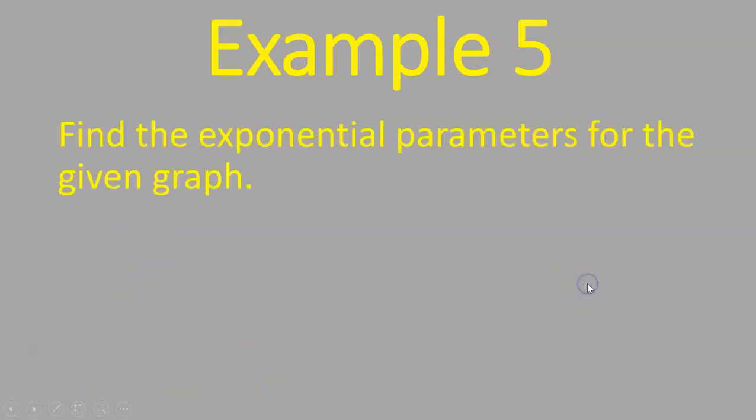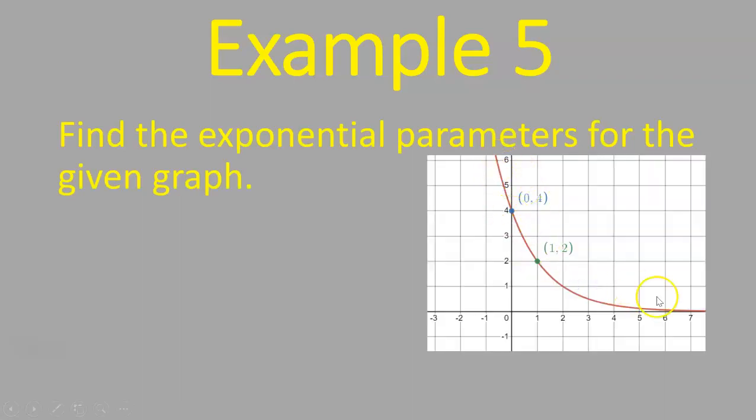Example 5 from a graph. Find the exponential parameters for the given graph. So note the shape here. The exponential graph is flat on one side, steep on the other. And these points make your own little table again. And a is 4. Again, if you use the exponent x, you'd use term 0. So you can see it's 4.